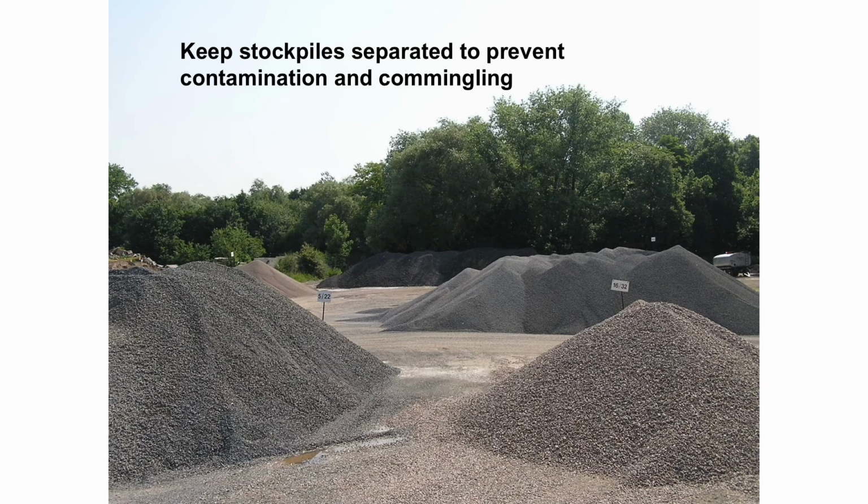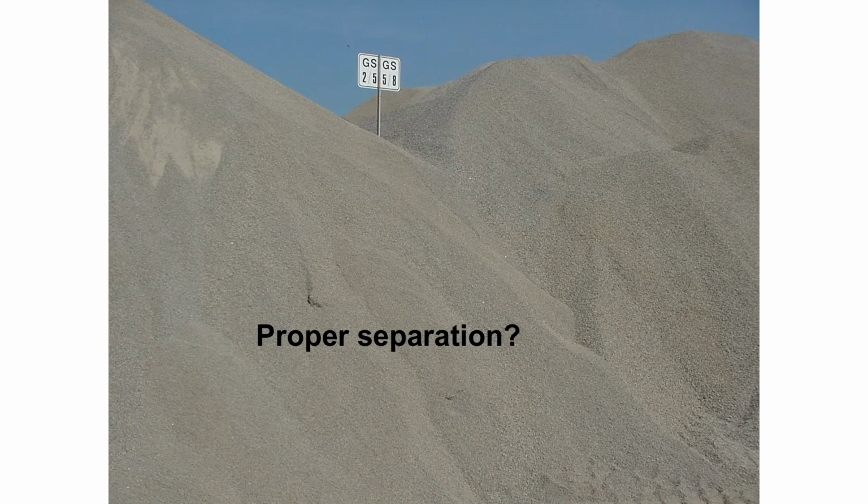We want to keep separation between the stockpiles so that material doesn't intermingle. You can see there's enough room to drive a vehicle in between those stockpiles, so we don't have to worry about cross-contamination there, like this. Now, how in the world are you going to get good material with those two piles running together like that? It's not going to happen.